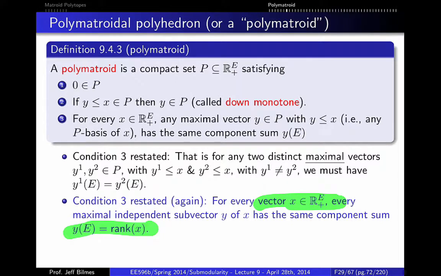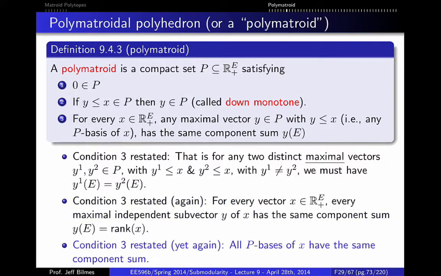We can talk about the rank of a set, right? Because if it's the case that different P bases had different component sums, would it make sense? Would it make sense to have a rank of a set? In a matroid, if it was the case that different maximally independent sets had different sizes, would it make sense to define the rank? Because there's no unique rank. It wouldn't make as much sense.